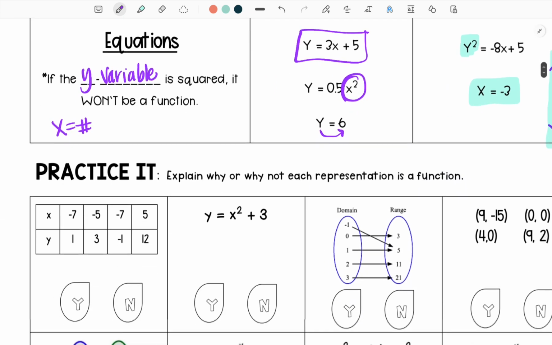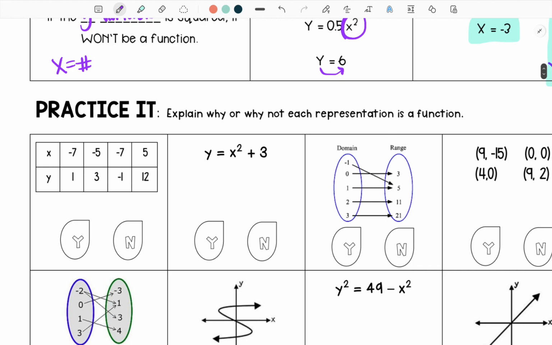All right, so let's practice. It says explain why or why not each representation is a function. With the table, I'm just going to look at my x values and make sure none of them repeat. So I have a -7, a -5, oh, a -7. I have two -7s. Okay, so this is a no, and it's because of those -7s. The x repeats a value.